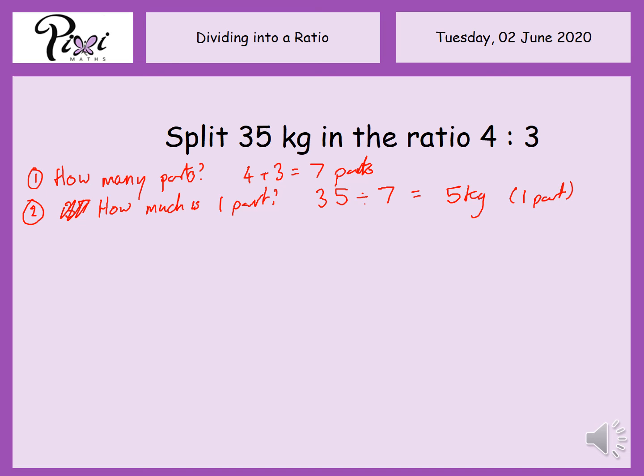So now we know that we're splitting it in the ratio 4 to 3. So we've got 4 parts and 3 parts, and we know that each part is worth 5 kilograms. So all we're going to be doing then is timesing our number of parts by 5. So that gives us 20 kilograms and 15 kilograms. So we can check as well that we've got our total. So 20 plus 15 does give us the 35 that we want. So this is our final answer. We've split it into 2 parts, 4 to 3.